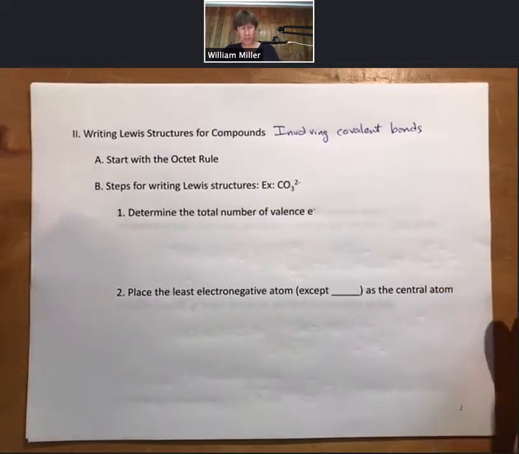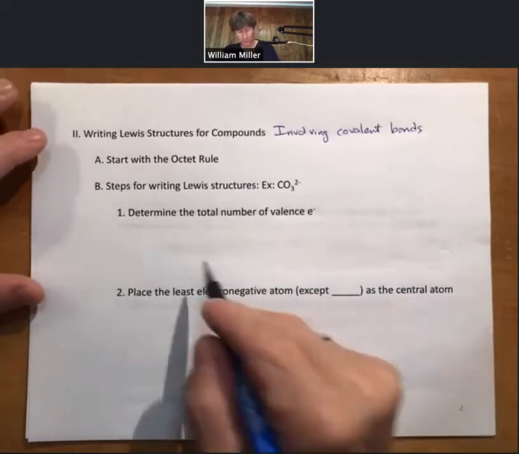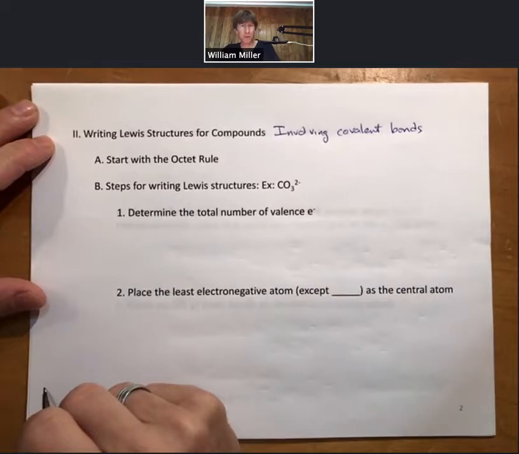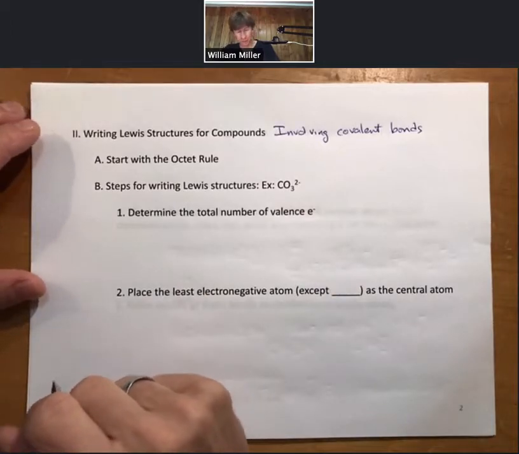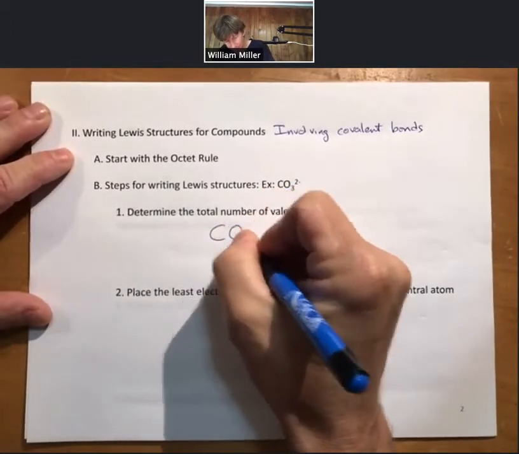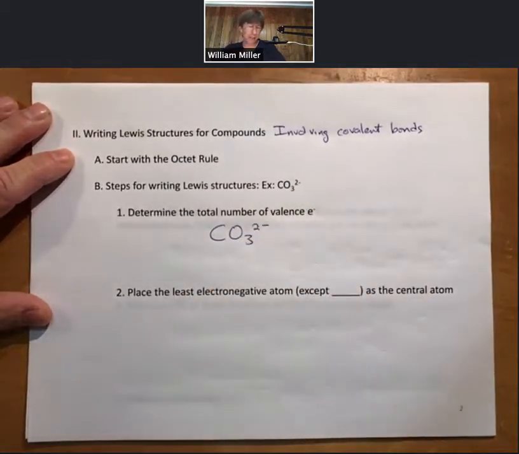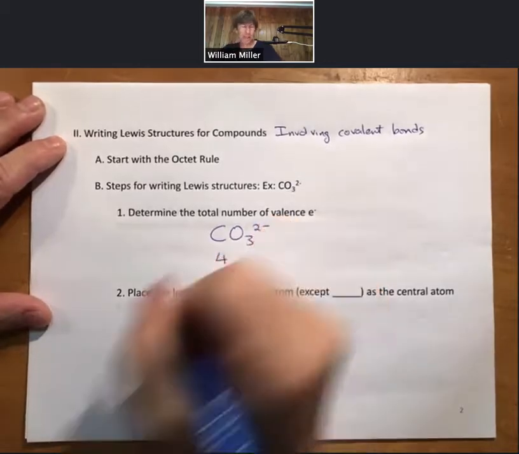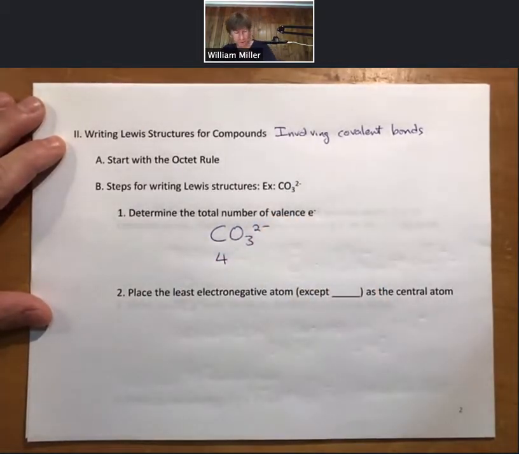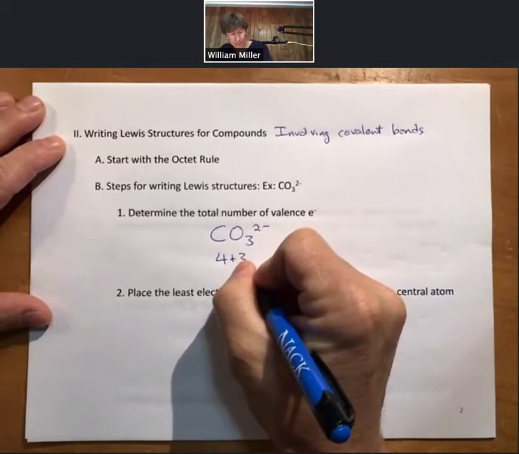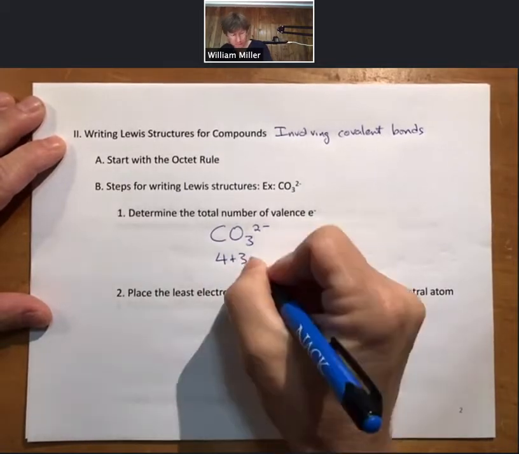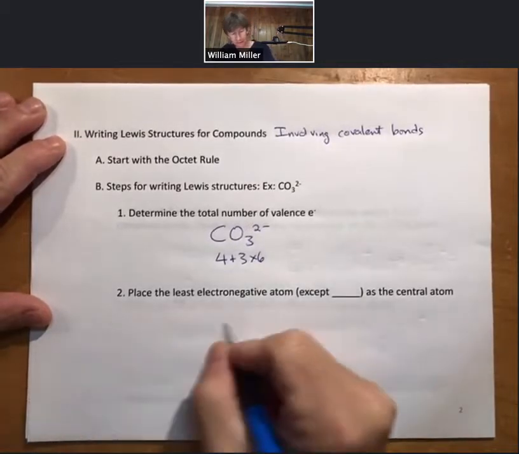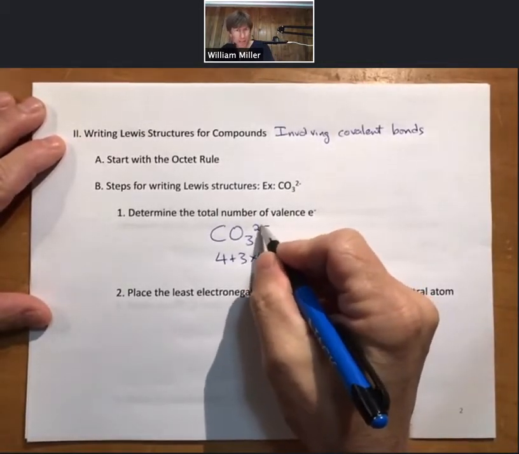And what I'm going to do is I'm going to count up the total number of valence electrons. So this is step 1. I'm going to do that for the example for the carbonate ion. That's what we're going to be doing the Lewis structure for. So we've got carbonate ion. If we looked at our periodic table, we would see that each carbon atom has 4 valence electrons. There are 3 oxygens, and each oxygen has 6 valence electrons. And then we will see that there's a 2- charge on this.